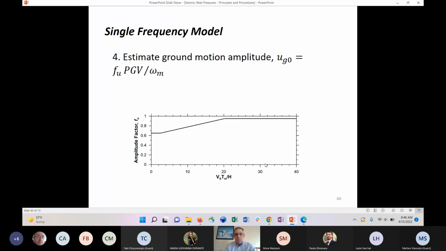In order to make this work, we have an equivalent ground motion amplitude, UG naught. So this is displacement, which we take as PGV divided by omega. So that's going to get it into displacement units. And then this factor F sub U was something that Maria Giovanna worked out by comparing more exact solutions to what you get from this simplified solution, and it's an adjustment factor to essentially represent a full waveform through these intensity measures. And so this adjustment factor uses the parameters we've just defined, Vs, Tm, and H, and varies from about 2/3 to 0.95.